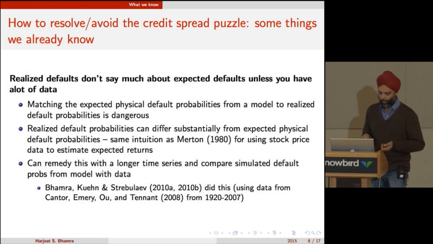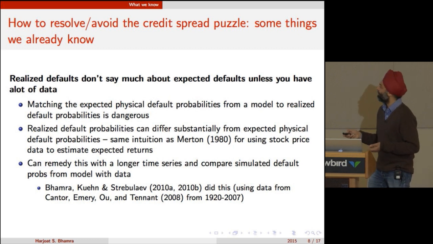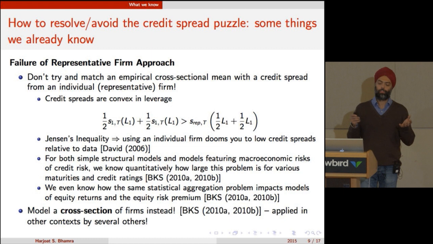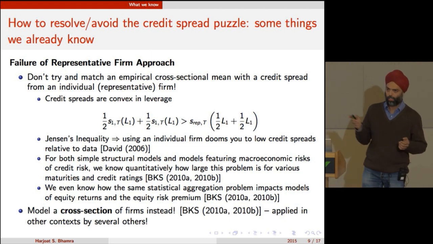So we know about this problem, and there's work in the literature which basically deals with it. The second thing is this failure of the representative firm approach. We know about that as well. This actually has long roots which go back into economics, and I'll talk about that later.